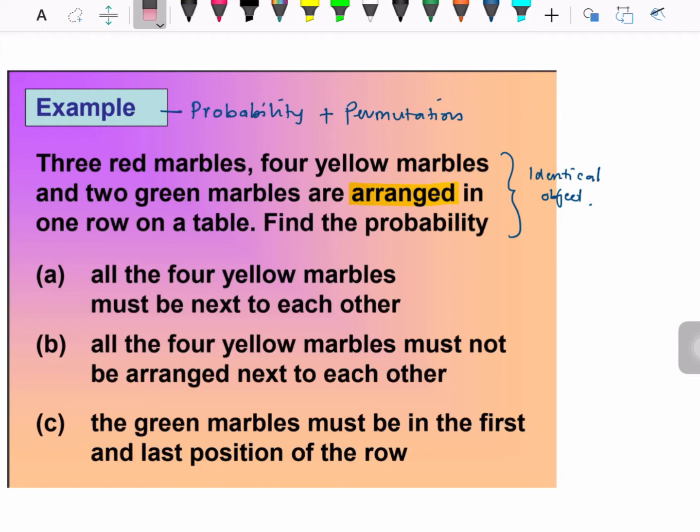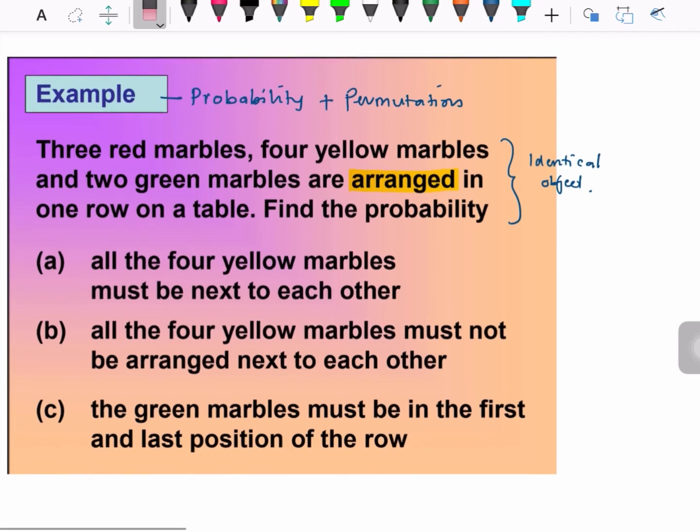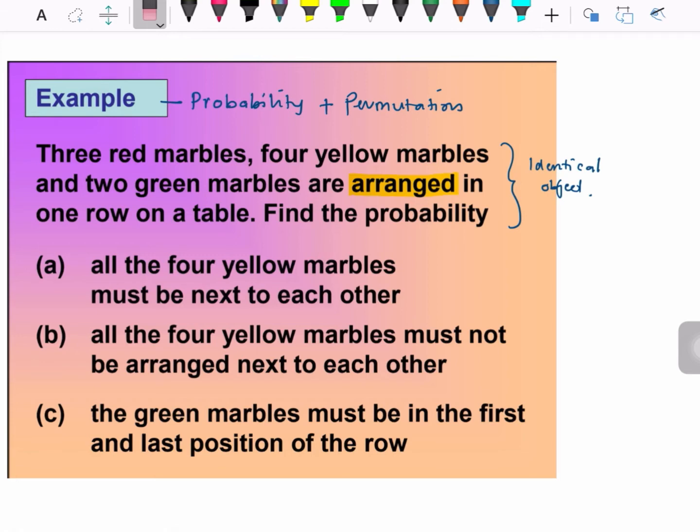Find the probability. A. All the 4 yellow marbles must be next to each other. B. All the 4 yellow marbles must not be arranged next to each other. And lastly, C. The green marbles must be in the first and the last positions of the row.